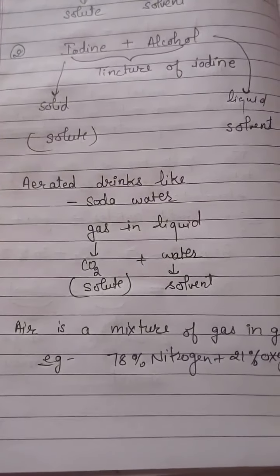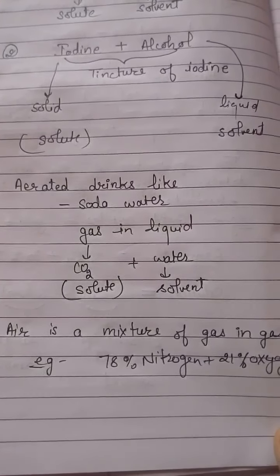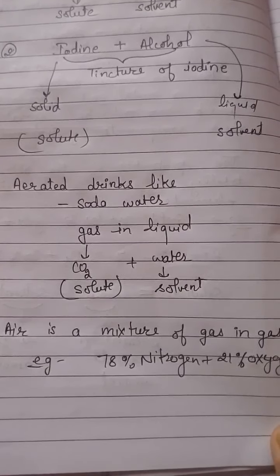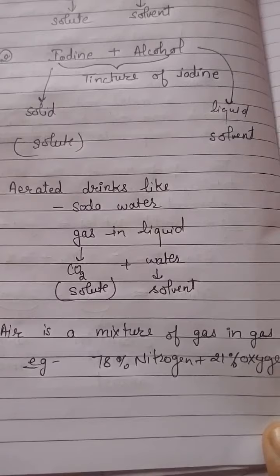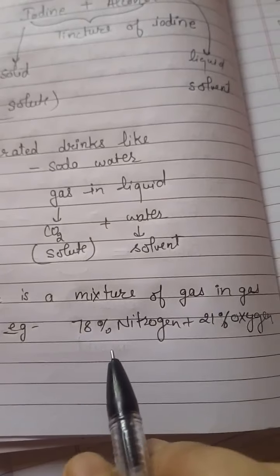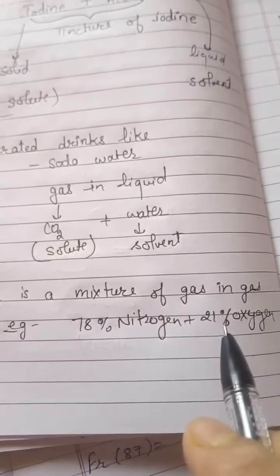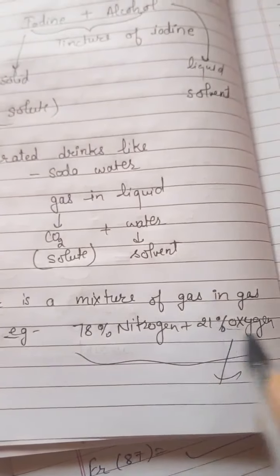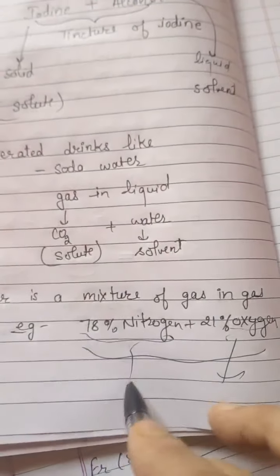The next is air, which is also a mixture, in which for example 78% is nitrogen and 21% is oxygen. So this is an example of a gaseous solution, in which solute is a gas as well as solvent is a gas. For example, in this case you can consider oxygen as solute and nitrogen as solvent.